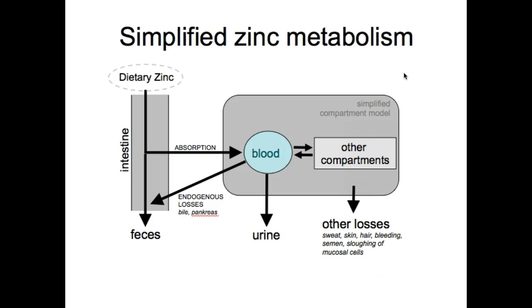It includes the intestine, through which the dietary zinc transits. From there, it is partly absorbed to the bloodstream and partly excreted. The absorbed zinc is then transported from the bloodstream to other compartments or excreted, for example in the urine.